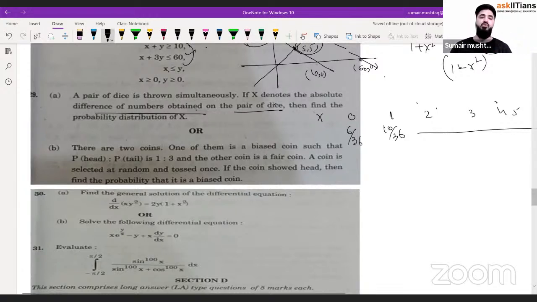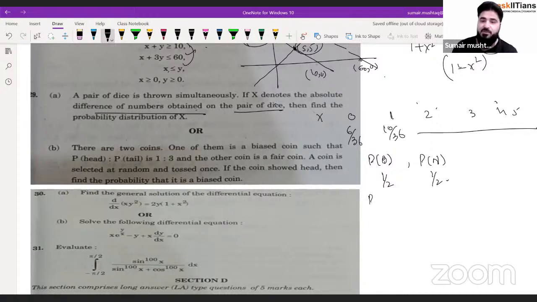See, there are two coins. One of them is biased such that the probability of head to tail is 1 by 3. So one is the biased coin, the other is a non-biased coin. What is the probability of the biased coin? That is 1 by 2. What is the probability of the non-biased coin? That is 1 by 2.